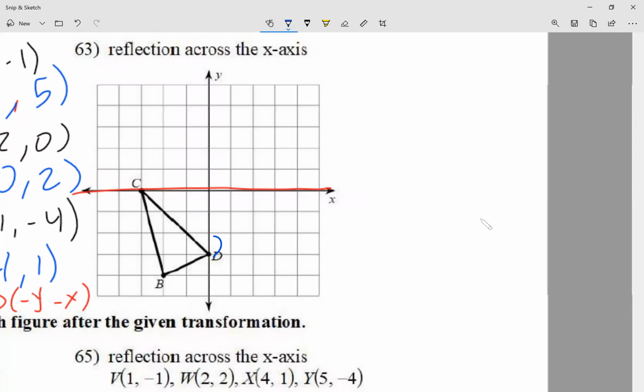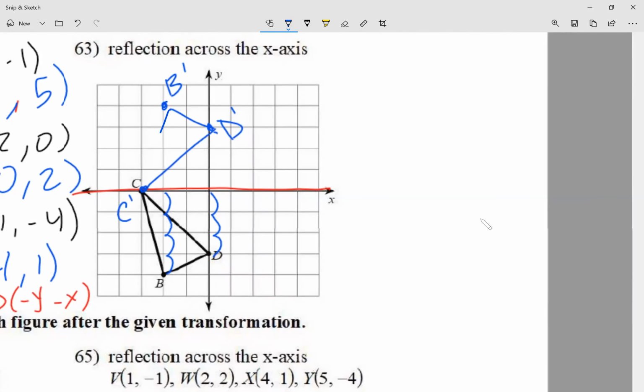So D is 3 spaces down. So on the other side, I'm gonna count 3 spaces. That gives me D prime. I see B, let me count the spaces. 1, 2, 3, 4. So 4 spaces on the other side, that is B prime. C is actually on the mirror line, so it doesn't move. Remember, any point on the mirror line, it doesn't move. When I connect my points, it does look like my image got flipped, which is pretty much what I was expecting.